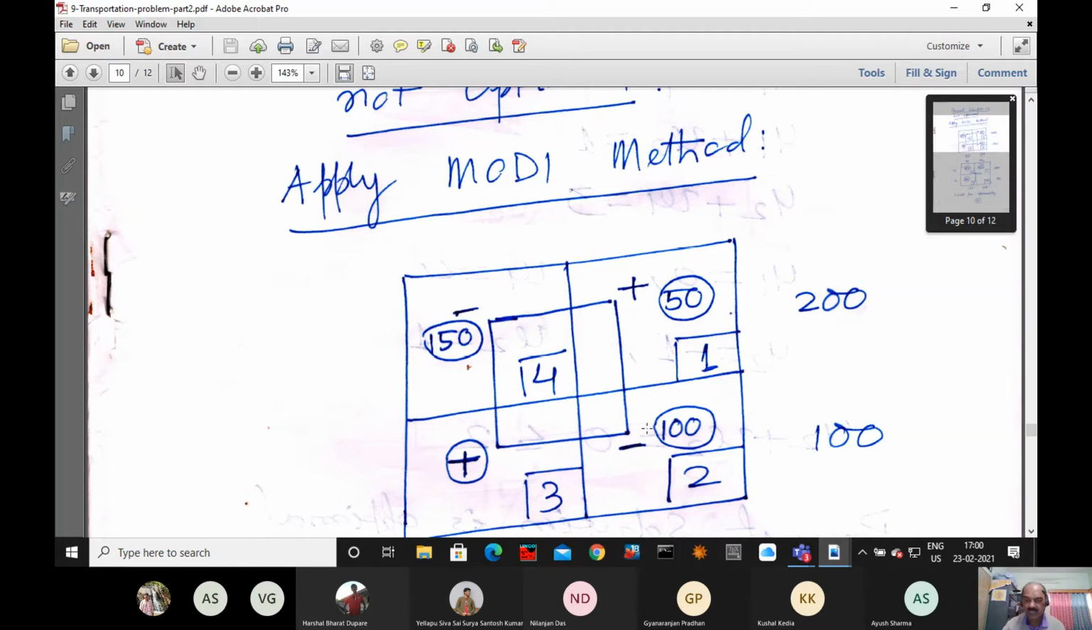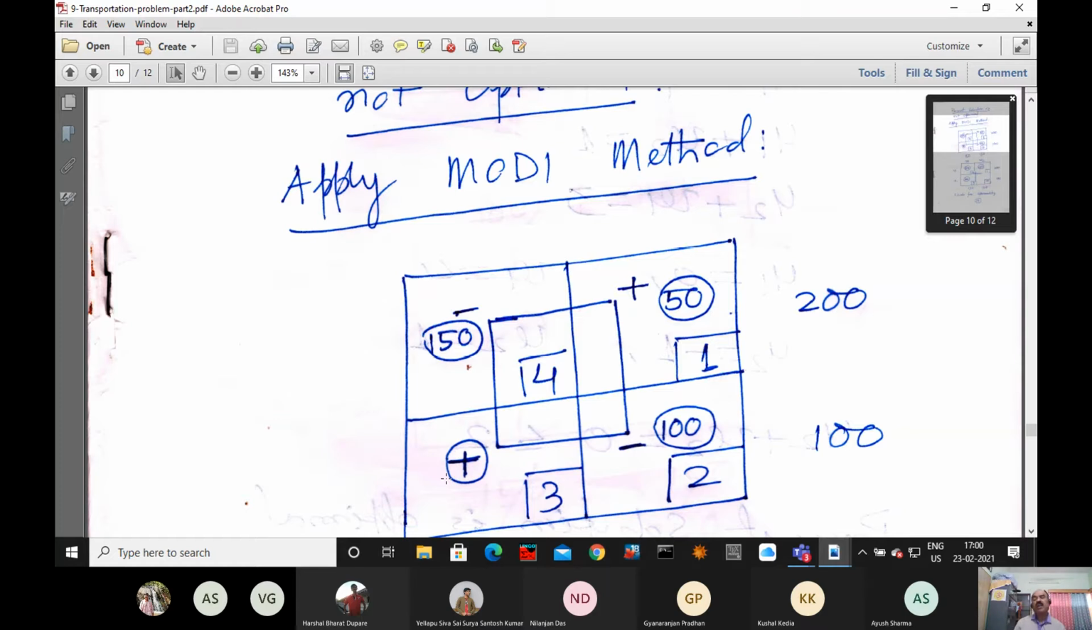So if you subtract, 100 minus 100 will be 0. And if you add, this will be 150. What about this 150? If you subtract, this will be 50. And this was initially 0. To the plus elements you add, from the negative elements you subtract. So this is becoming 50, this is becoming 150, this is becoming 0, and this is becoming 100.